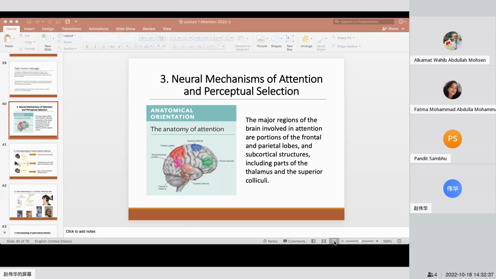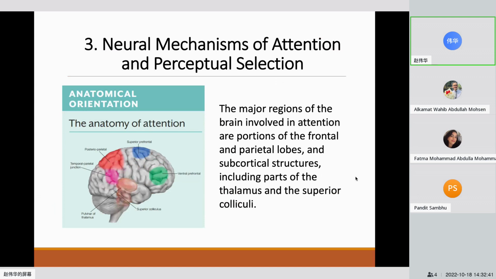So today we are going to learn the neuromechanism of attention and perceptual selection. So here is the figure I shared with you. The left figure is about the anatomical orientation of the anatomy of attention.